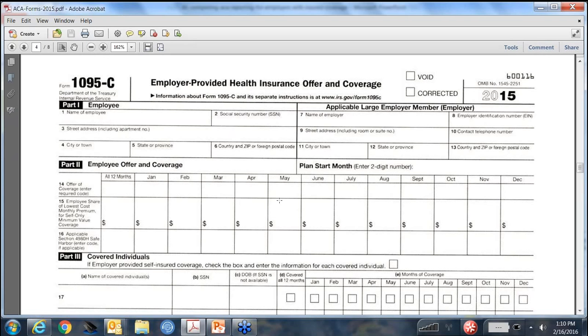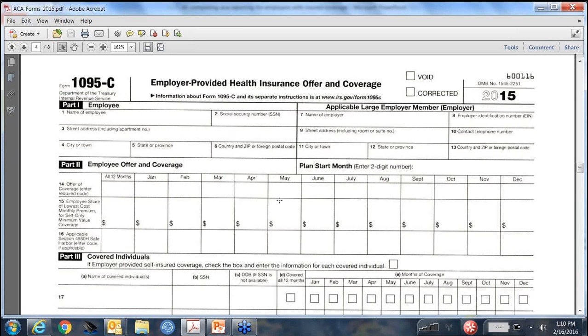If you have an employee that wasn't working for you in certain months, and there was no offer of coverage, another important code is going to be 1H, no offer of coverage. So if you have a lot of turnover, that's going to be an extremely important code, which I will go over in the next few minutes.